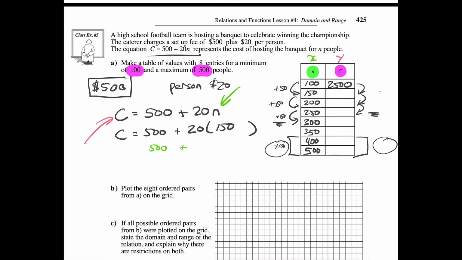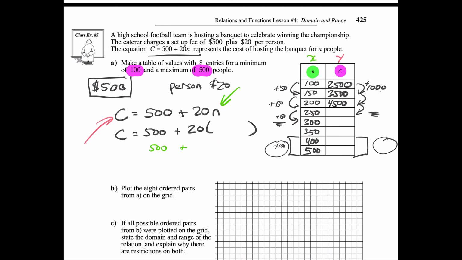150 times 20 is 3,000. And 3,000 plus 500 is going to be 3,500. Which means we had an interval of 1,000 on the output, plus 1,000. So in theory, this next one should be 4,500. But let's just make sure our thought process is correct.